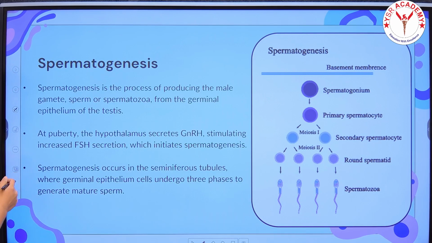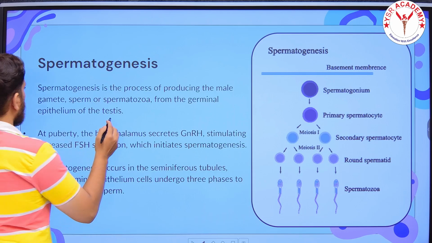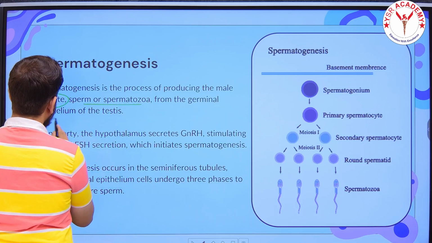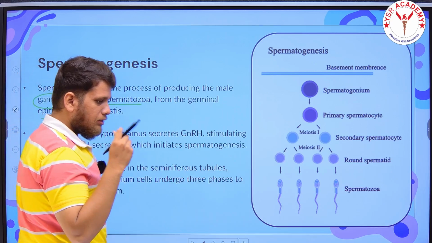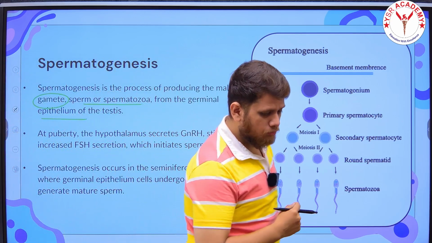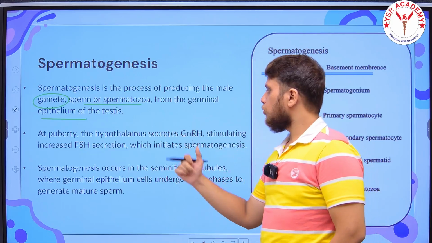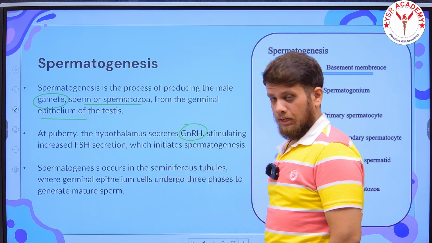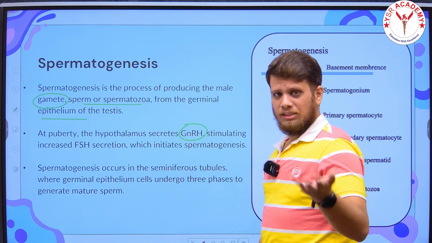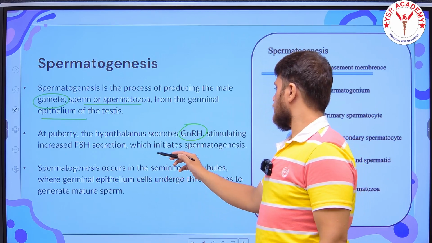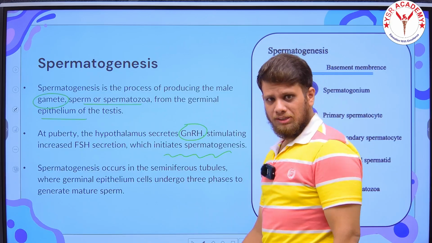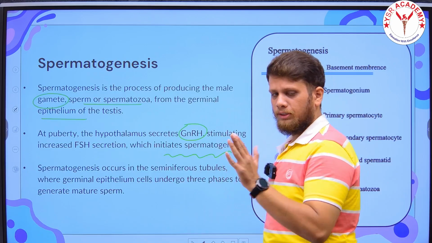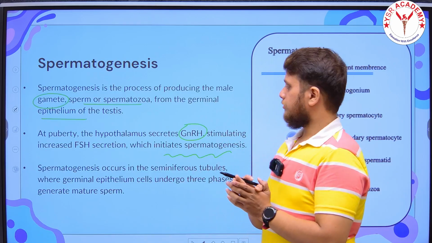Spermatogenesis is the process of production of the male gamete. Sperms are also called spermatozoa, from germinal epithelium. This we have already discussed, because this is the epithelium or tissue which is going to form germ cells. At puberty, the hypothalamus secretes a hormone called GnRH, stimulating increased FSH secretion, which initiates the spermatogenesis process. So the increase in FSH and the stimulation of spermatogenesis are connected, combined events.